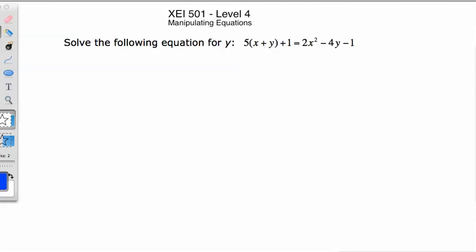XEI 501 level 4 is all about manipulating equations. So you're going to see questions that look like this one, where it gives you this complicated equation with more than one variable, and it says solve the following equation for y.